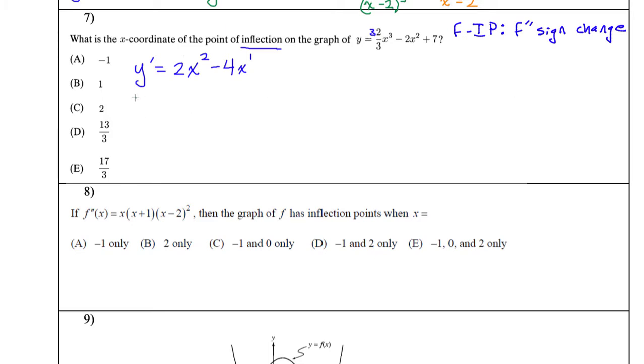Here comes the second derivative. I'm going to take the derivative of my first derivative. The 2 is going to come down in front, makes that a 4x to the power of, it used to be 2, now it's 1, minus, and then this is just going to be 4.